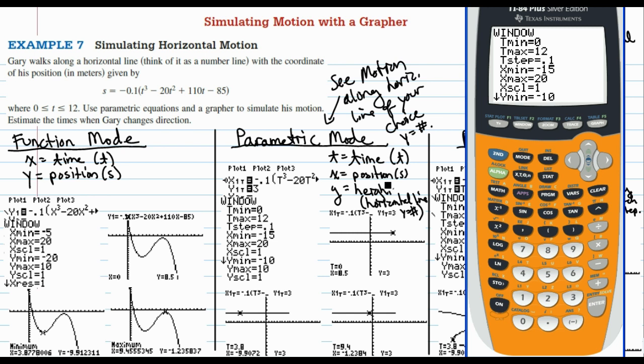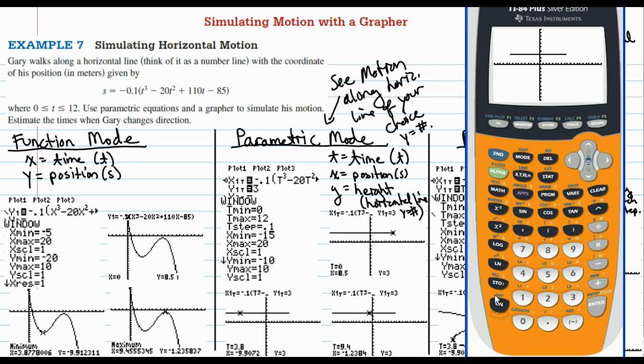So since x represents position, and I have already graphed this in function mode, I can see that some positions that are important are around negative 10, maybe position negative 1. So I chose my x-min to be negative 15 and my x-max to be 20. My y-min, since his height is always the same, I just chose to be negative 10 and my y-max to be positive 10, just because. So let's watch his motion.